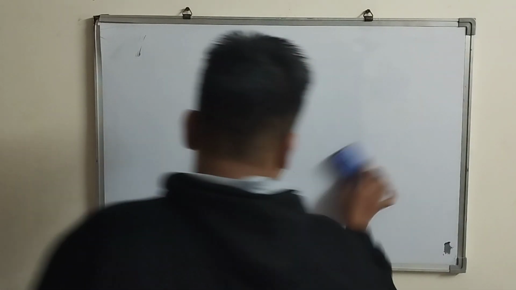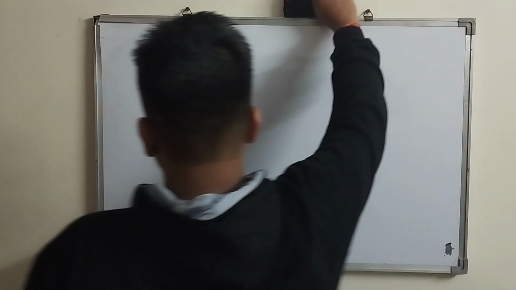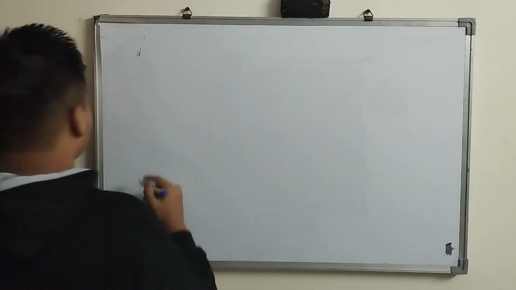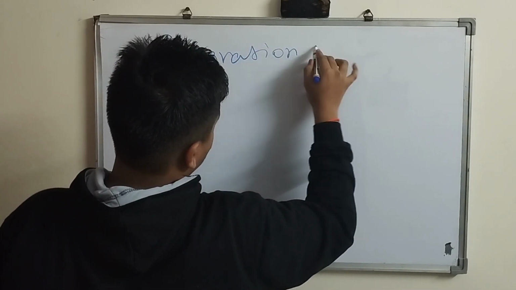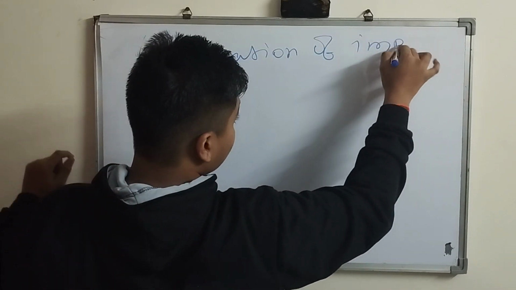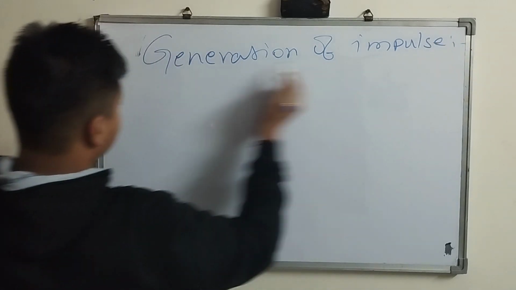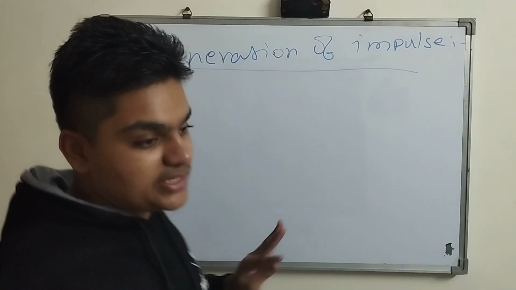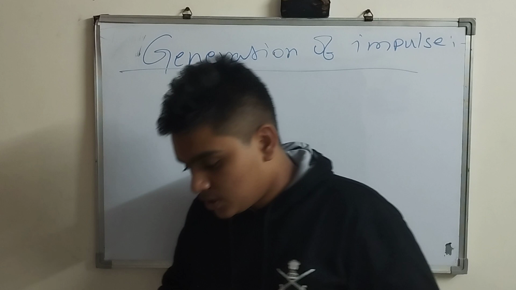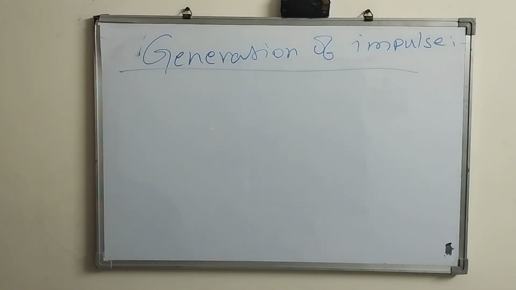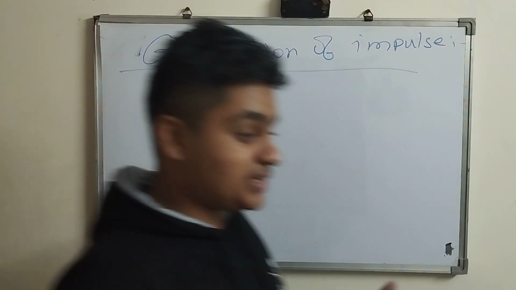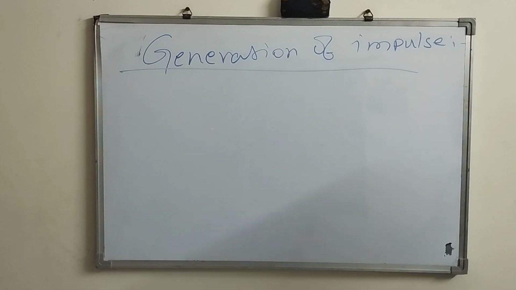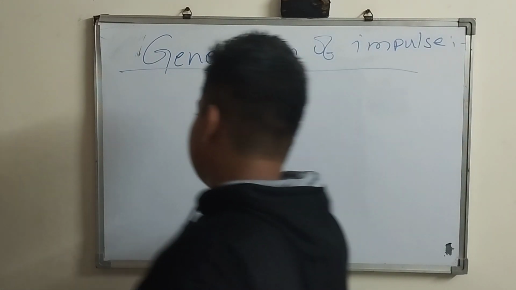Okay, good. Now let us move on to neural control and coordination, that is the generation of impulse. This topic is very easy. Particularly, I like this topic because I felt it very hard when I read it for the first time. When I read it for the second time, I felt it a little easy, and the third time it felt very easy.